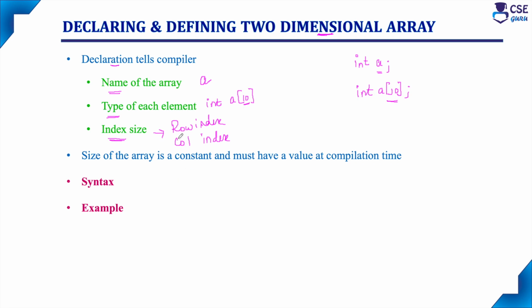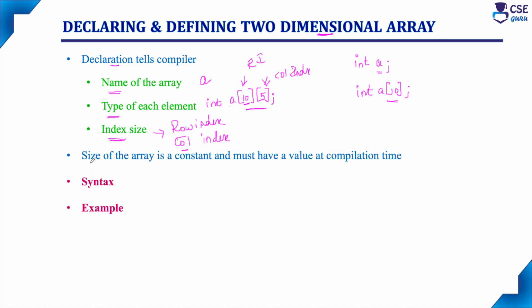In a two-dimensional array, we need to specify the row index as well as the column index. So, int A of 10, and again one more square bracket, we need to specify the column size also. So two indices should be there. This is the row index and this is the column index. So, this is nothing but array declaration.